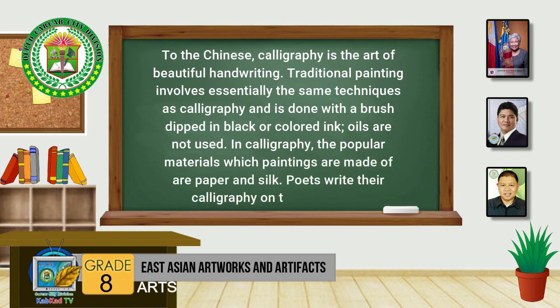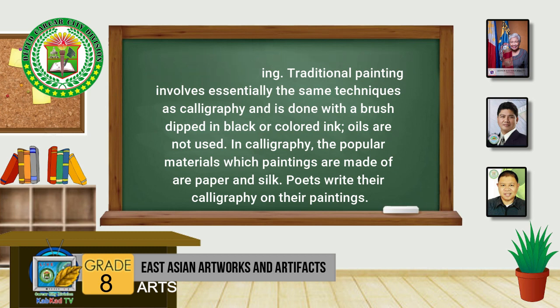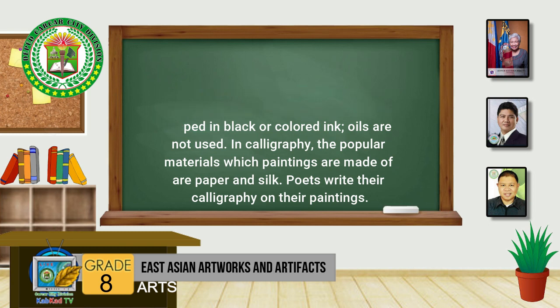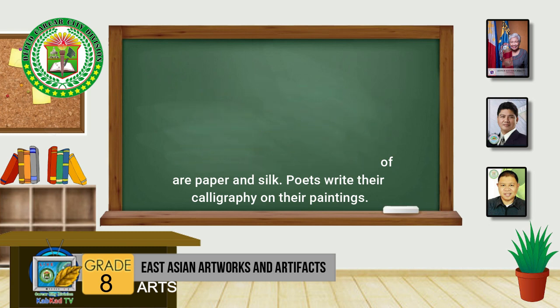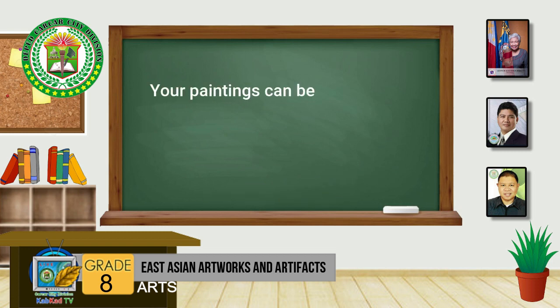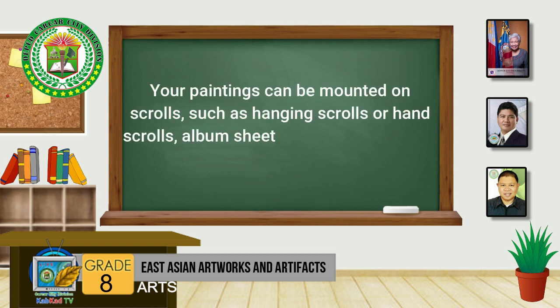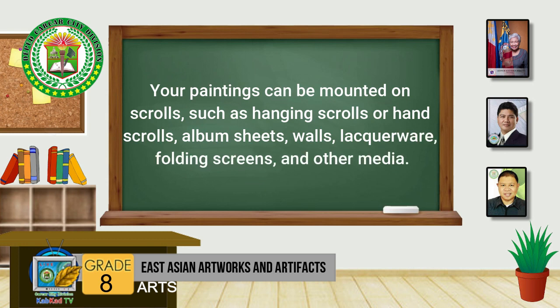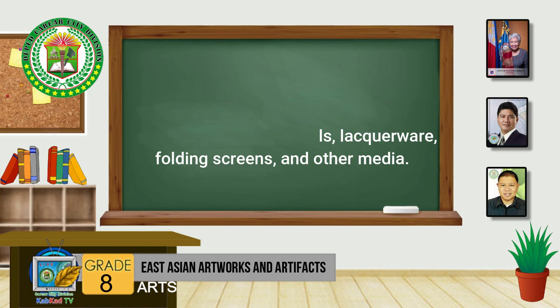Traditional painting involves essentially the same techniques as calligraphy and is done with a brush dipped in black or colored ink. Oils are not used. In calligraphy, the popular materials on which paintings were made were paper and silk. Poets write their calligraphy on their paintings. Your paintings can be mounted on scrolls, such as hanging scrolls or hand scrolls, album sheets, walls, lacquerware, folding screens, and other media.